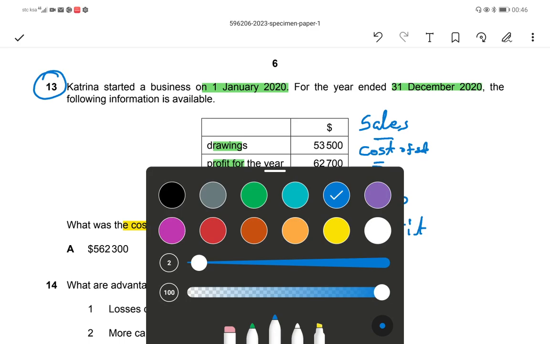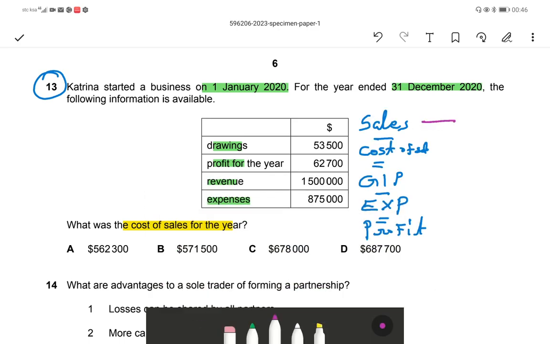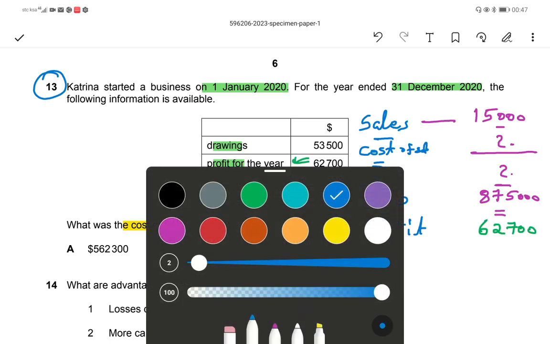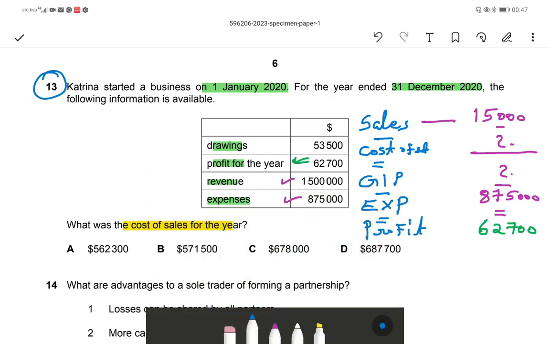So first we have to enter the sales. Sales is 15 lakh. Next, minus cost of sales, which we don't know, so the gross profit we also don't know. Minus expenses. Expenses are 875,000, which is equal to profit. Profit is given as 62,700. So let the gross profit be X. X minus 87,500 is 62,700.